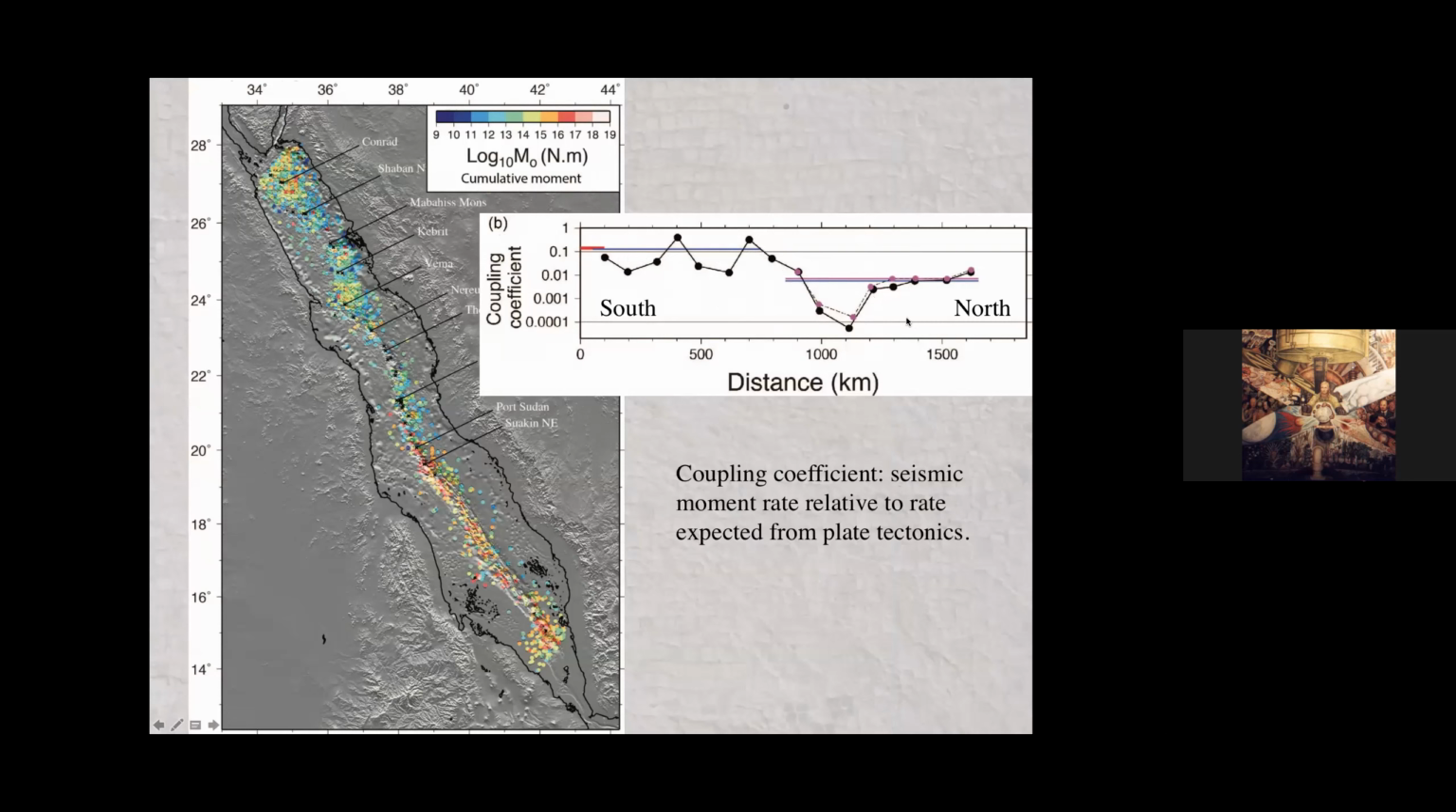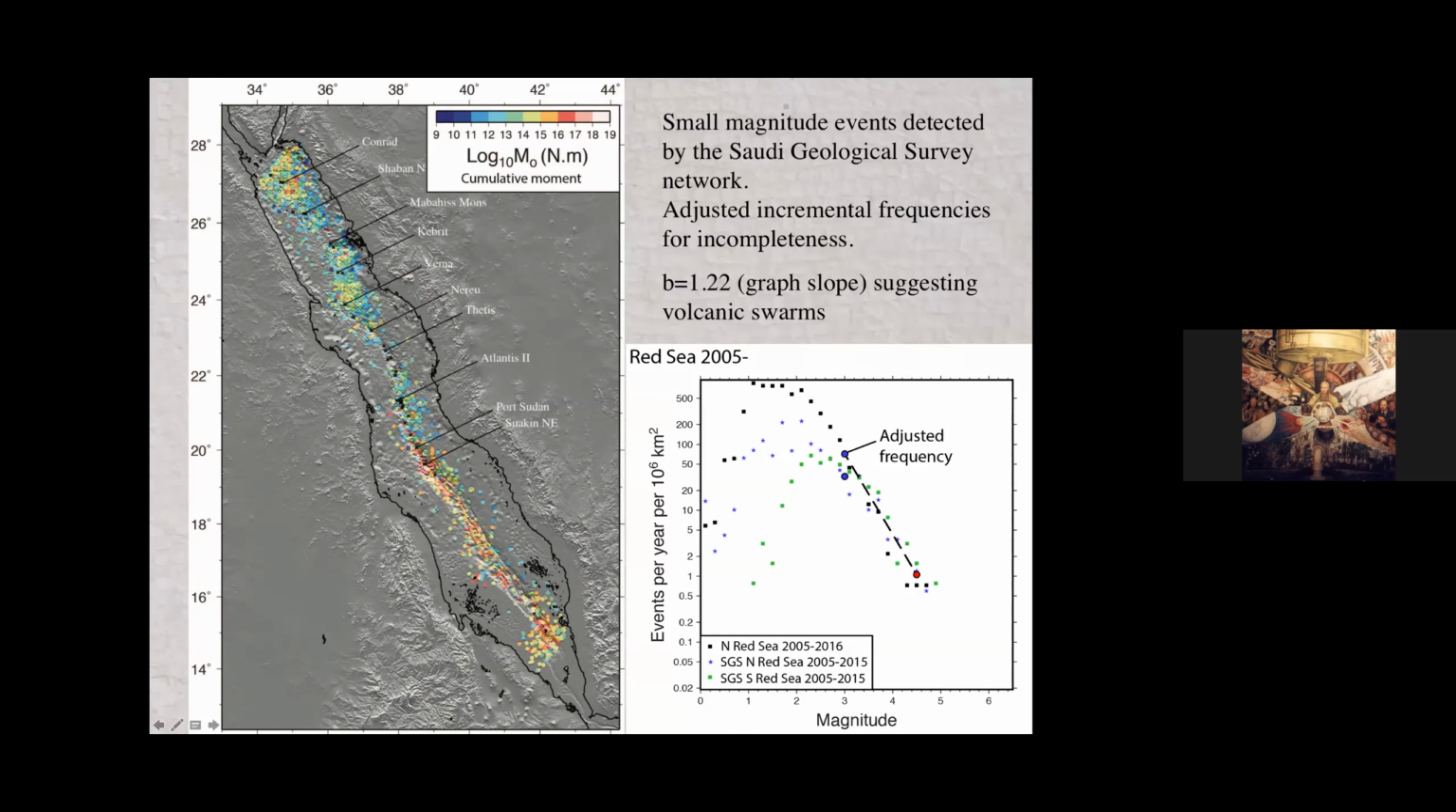This is the opposite to what you would expect. The spreading rate is higher in the south than in the north. So if this was a normal mid-ocean ridge, you'd expect higher coupling towards the north. It's the opposite to what we expect. And well, there is some evidence of volcanism. The b-value, when you look at the number of events against magnitude, is a little bit high. 1.22 is my estimate. So there could be some magmatic spreading going on, though why that would be different from the south, I have no idea. I don't think that's a very good explanation either.